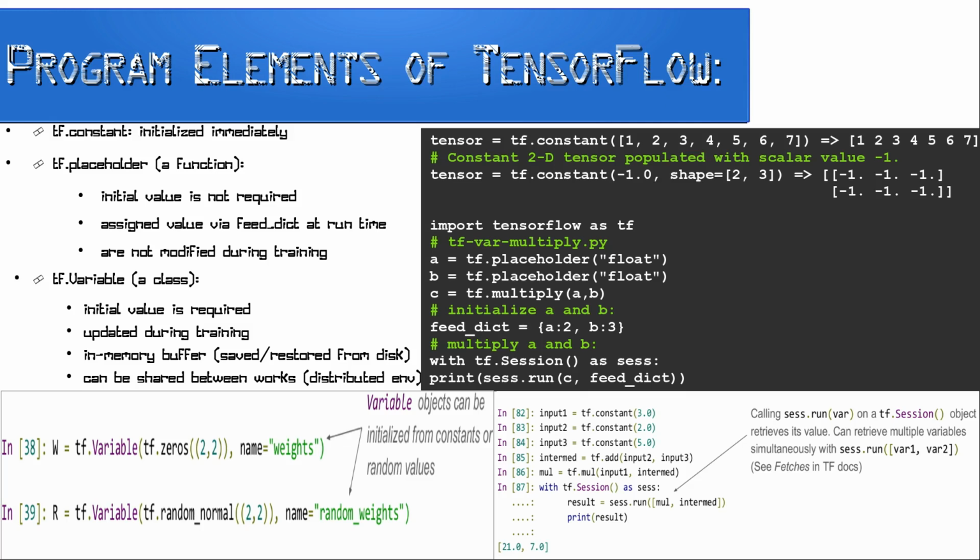With tf.Session as sess, result is equal to sess.run within round bracket within square bracket mul, intermed close the square bracket close the round bracket, print result. So you get the output as 21.0, 7.0. Calling sess.run with a variable parameter on the tf.Session object retrieves its value. You can retrieve multiple variables simultaneously with sess.run, like it can be a vector also.